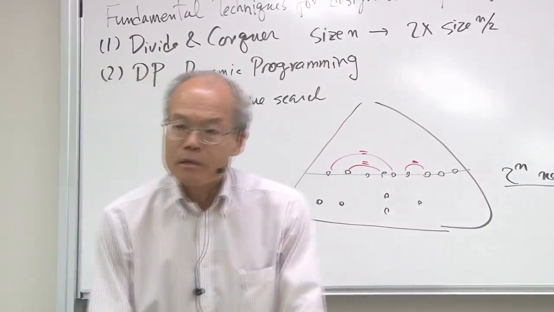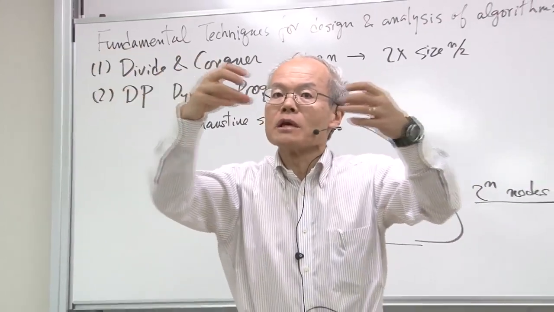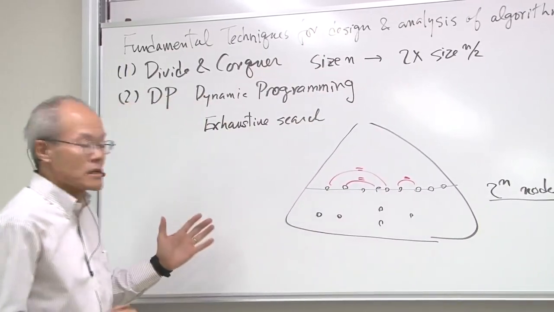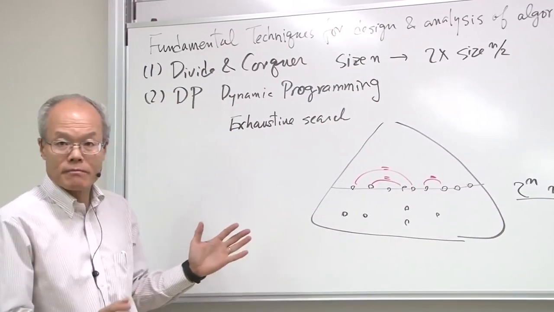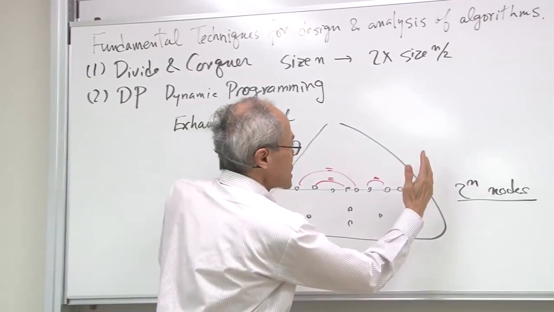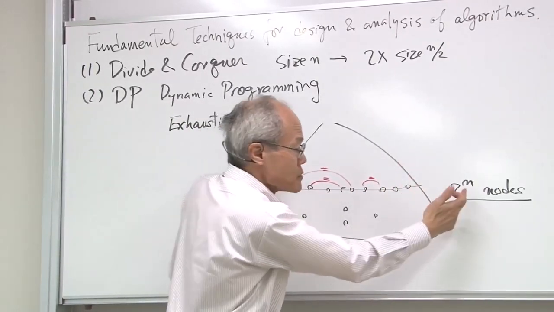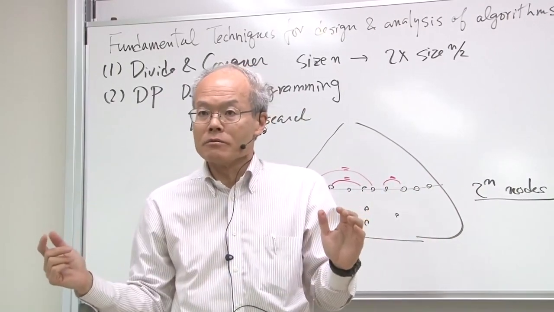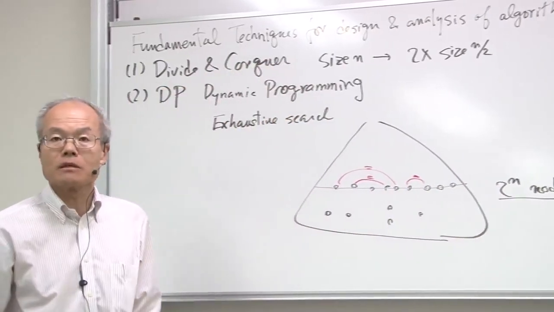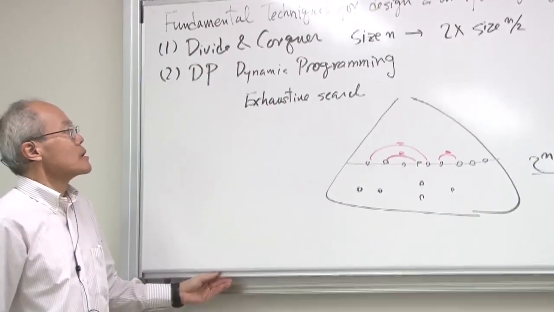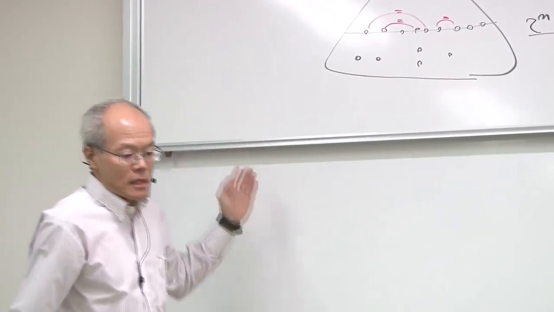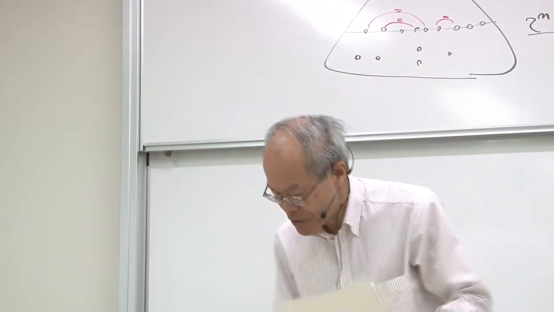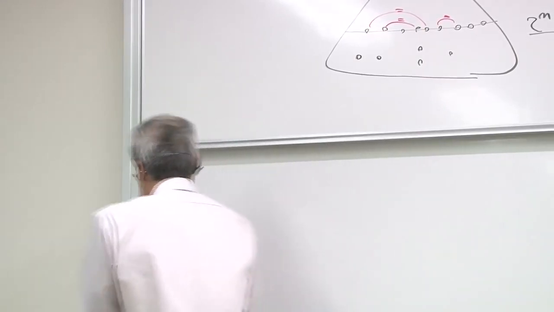That means you can merge, you can combine those same nodes into one node. That is the basic idea of dynamic programming. Then you can reduce the size of the search space from 2 to the n to something polynomial, like n square or n cube. That is a very nice technique. So I'll show you another example today.